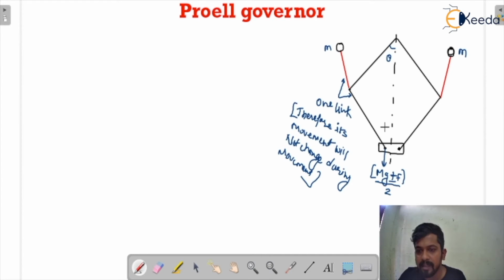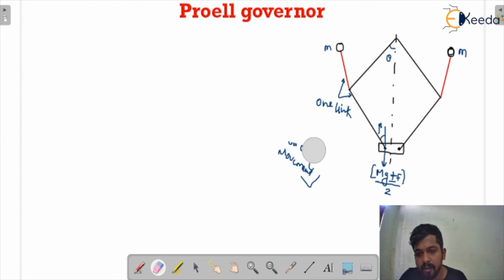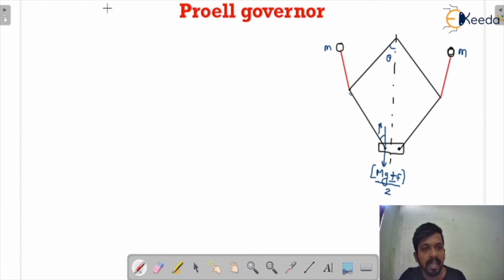We all know that if this is angle theta, and that would be the angle beta. Okay, I am just removing what I have written here. You can write it on the side that therefore its moment will not change during the movement. I am just removing that because I have to draw the diagram here. I can write here again. This is completely one link.